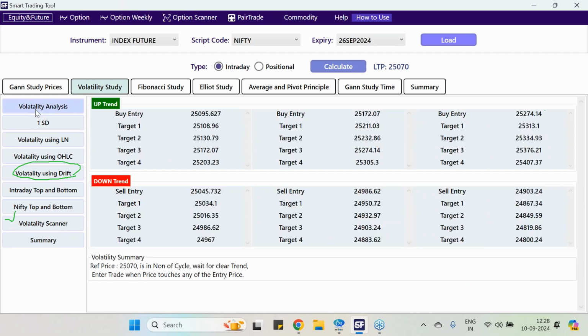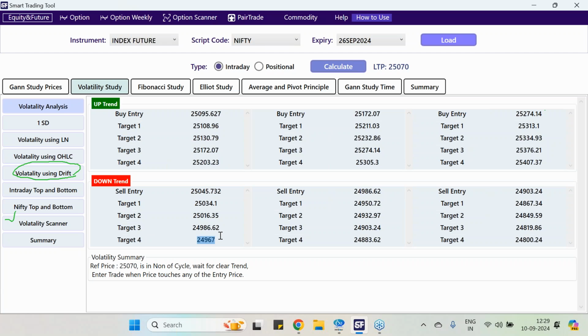This particular volatility analysis, if you look into it, is a random volatility analysis. Current futures price is 25070. This gives you that the uptrend cycle starts from 25095, and the downtrend cycle starts from 25045. This uptrend cycle can propel till 25203, and this downtrend cycle can propel till 24967. So this is what it suggests.